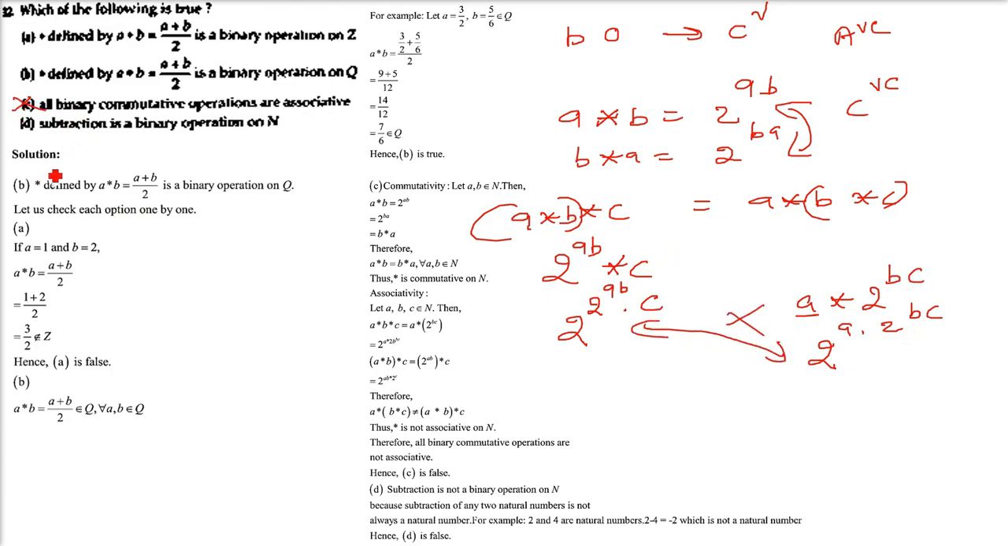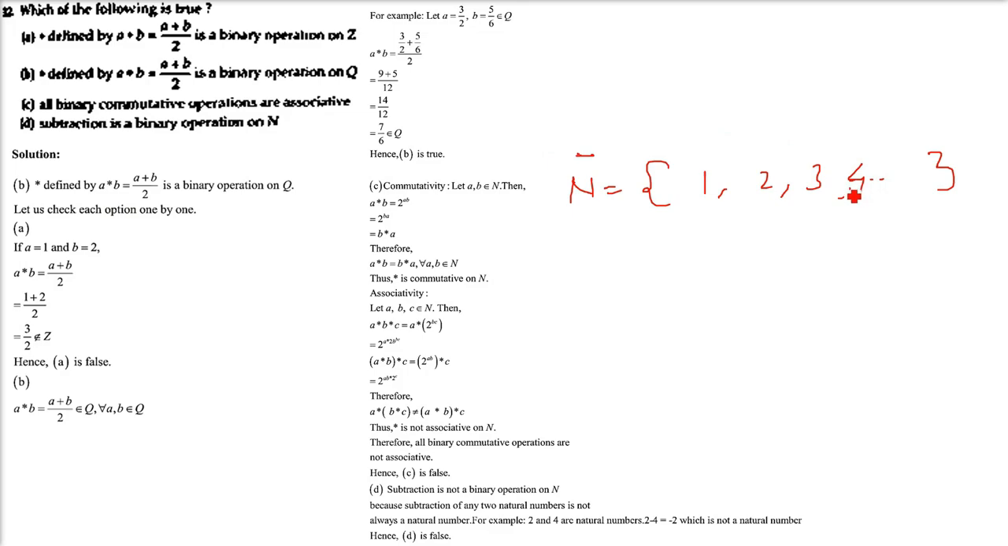Okay, coming to the final part, which is the D part. Subtraction is a binary operation on N. N is the natural numbers. A natural number is what? You can count. 0 is not involved. The natural numbers are 1, 2, 3, 4 and it goes up to infinity. So subtraction is a binary operation. Let us check whether it is or not. Or just take an example.